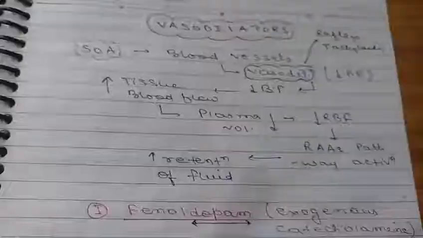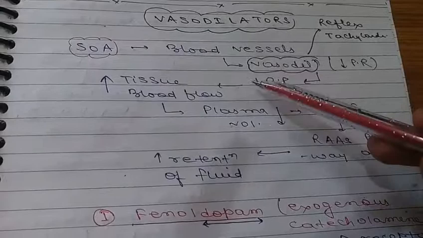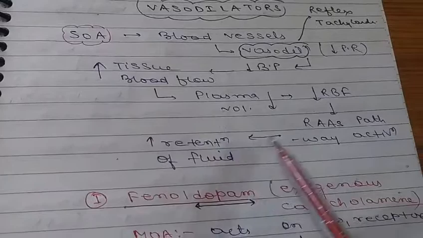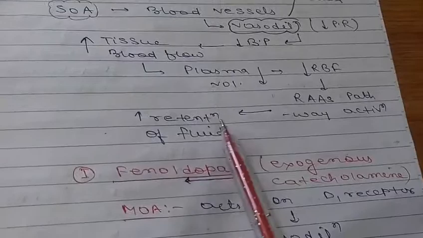Okay. Now we look at the next, that is vasodilators. That is the last group of drugs for hypertension. Site of action is blood vessels. This will lead to vasodilation, that will decrease peripheral resistance, that will decrease your BP. And if there is vasodilation, then that will lead to increase in tissue blood flow. So plasma volume will be less, so renal blood flow will be less, so the RAS pathway will be activated as a reflex, so there will be more retention of fluid.